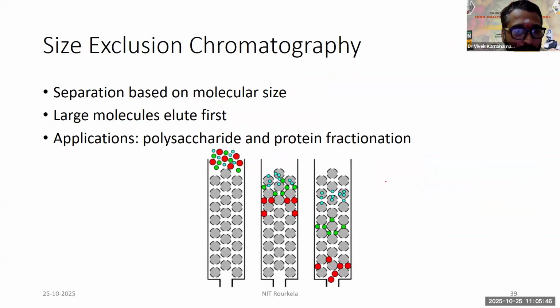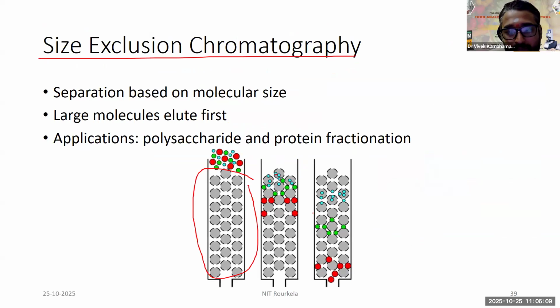Size exclusion chromatography. Separation is based on the molecular weight. See, this is the stationary phase. Based on the molecular weight, the pigments will be trapped. It's just like pouring large gravels inside a beaker, then putting the fine sand, then you put the water. The same mechanism is observed in size exclusion chromatography. Based on the size, the retention will take place, and this retention will also depend on the adsorption of the analyte with the stationary components.